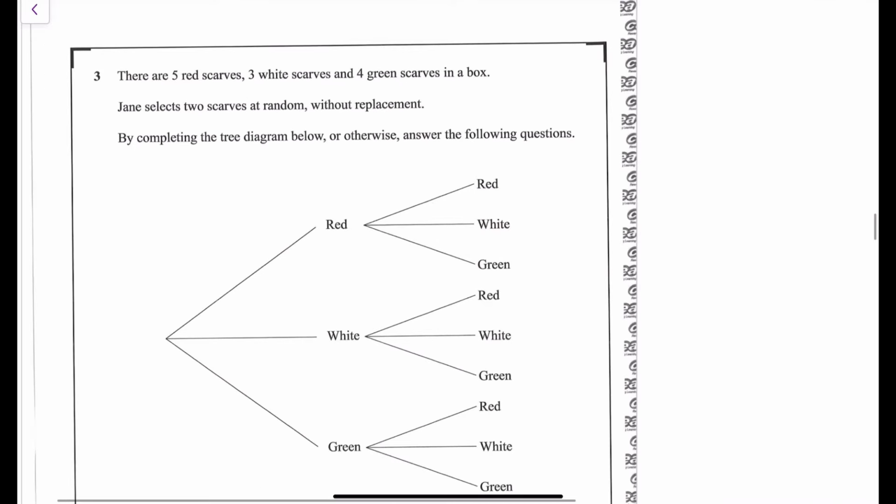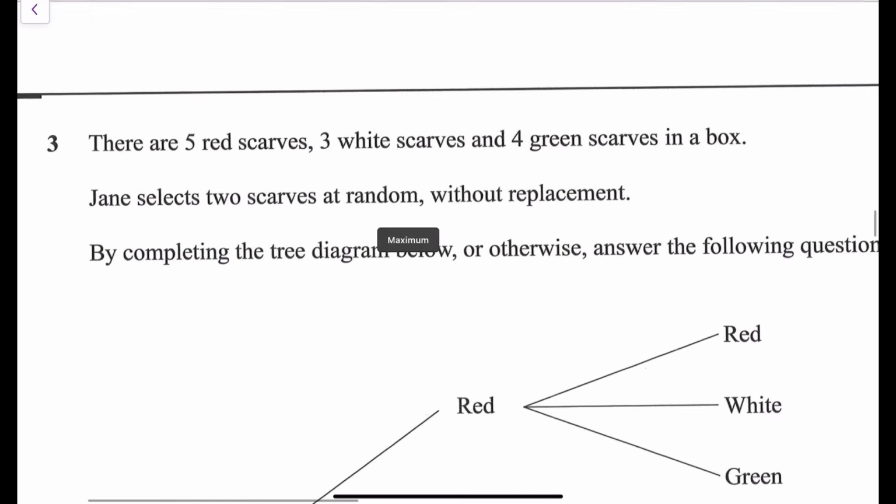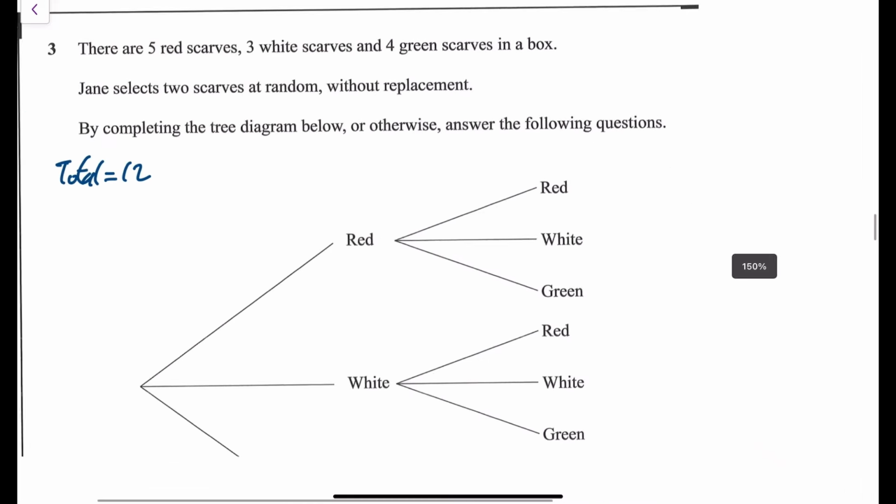Next question says, there are 5 red scarves, 3 white scarves and 4 green scarves in a box. So that's a total of 5 plus 3 is 8, plus 4 is 12. That's a total of 12. Jane selects 2 scarves at random without replacement. By completing the tree diagram, answer the following questions.